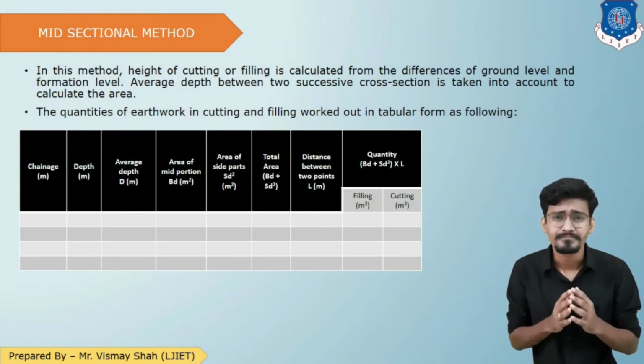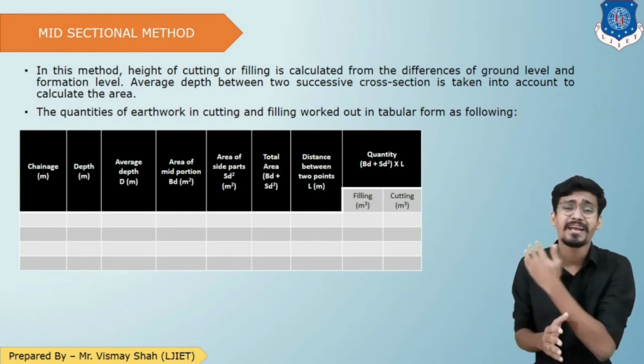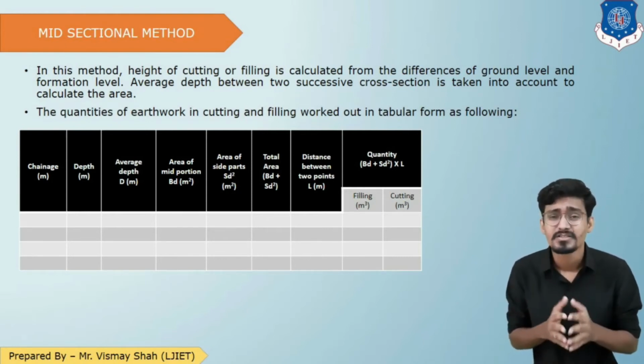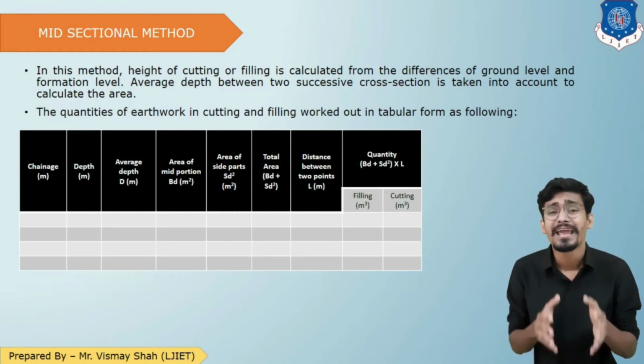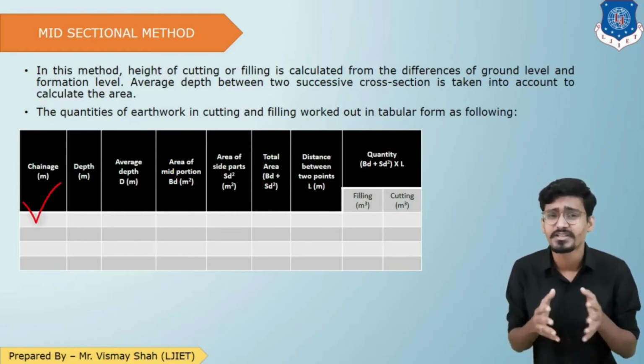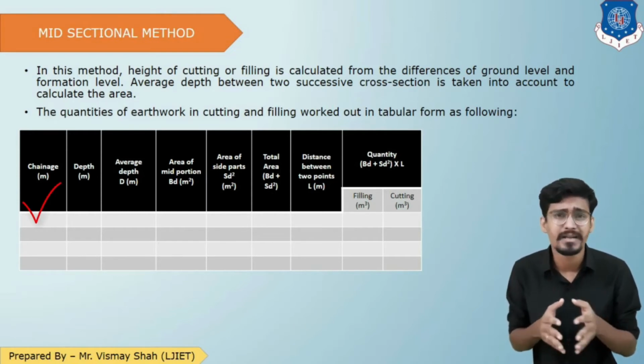So, here is the tabular format. As you can see, in the mid-sectional method, the table is majorly divided into 8 columns. The first column is of chainage. The chainage is always in the meter.